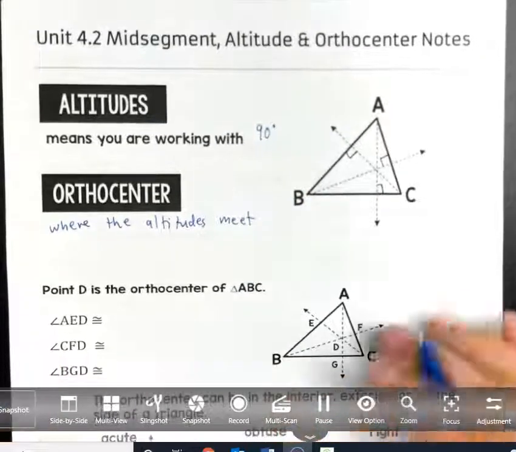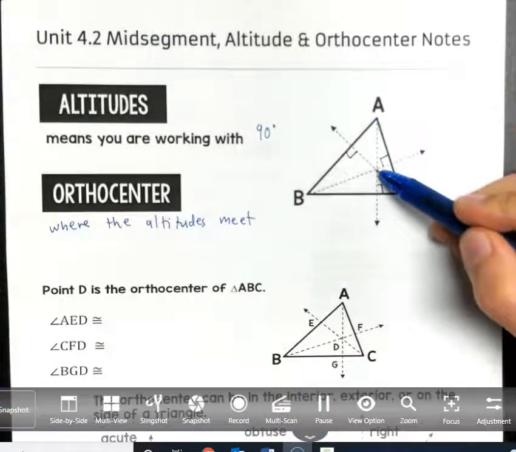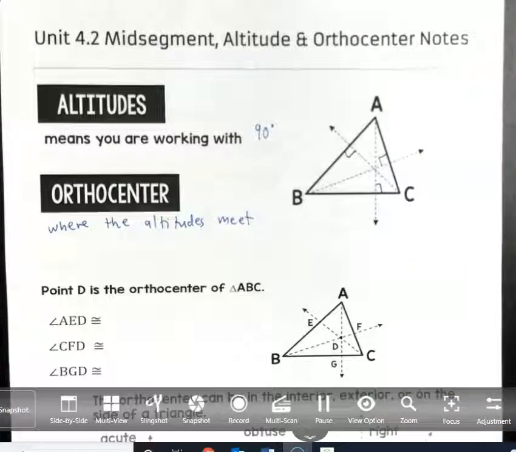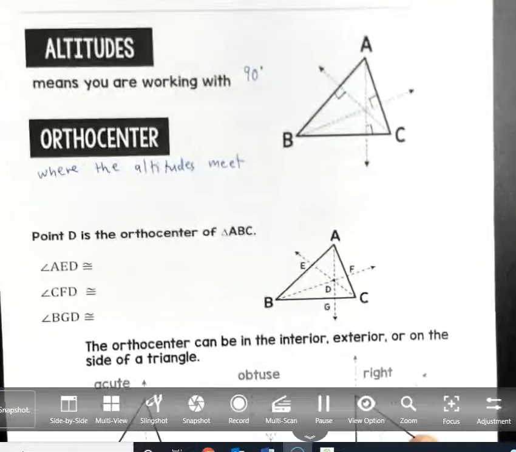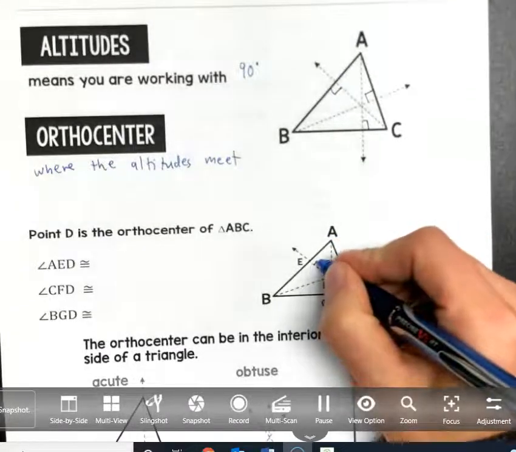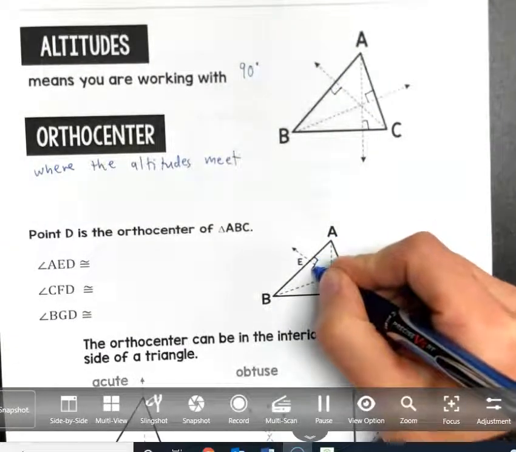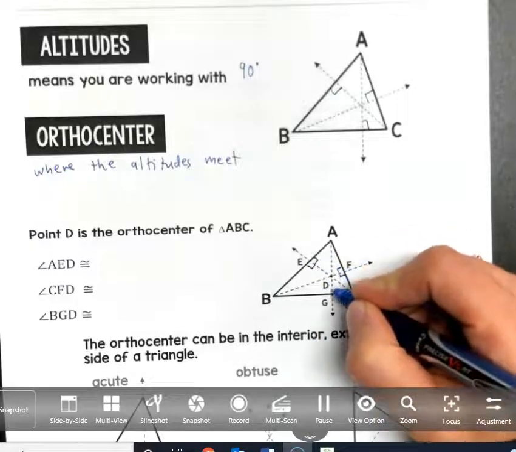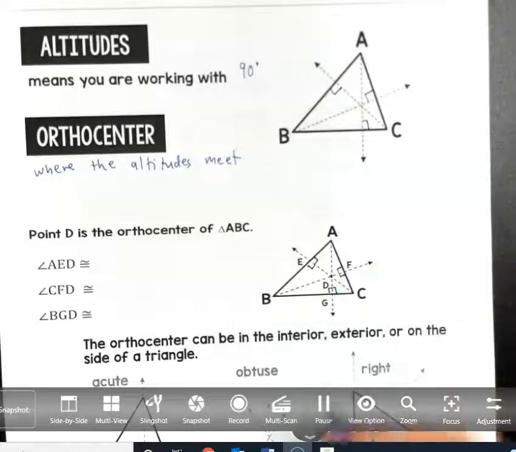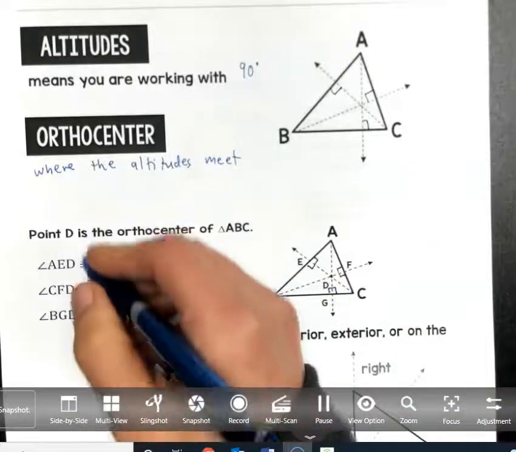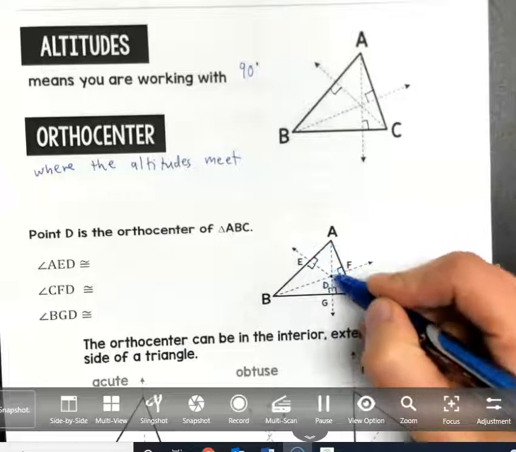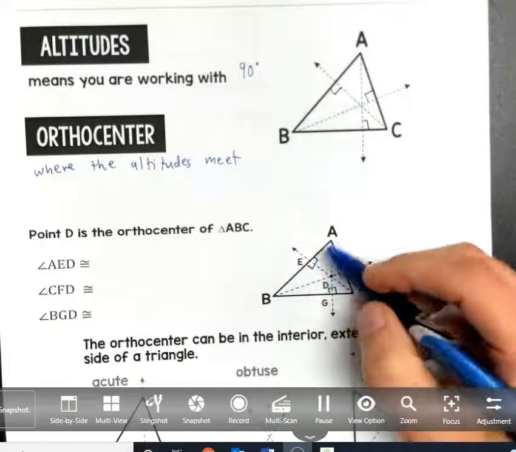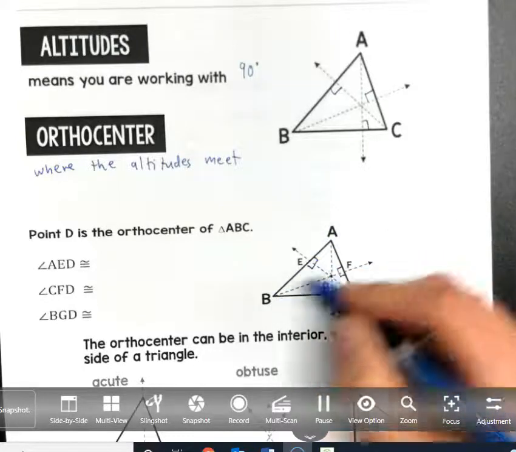Okay, and then if this is where the altitudes meet, then we're going to have quite a few congruent angles. So all of these angles, this is going to be 90 degrees, which means this is also going to be 90 degrees, 90, 90, 90, and 90. So angle AED is going to equal the same thing as angle BED, right? They're both 90.